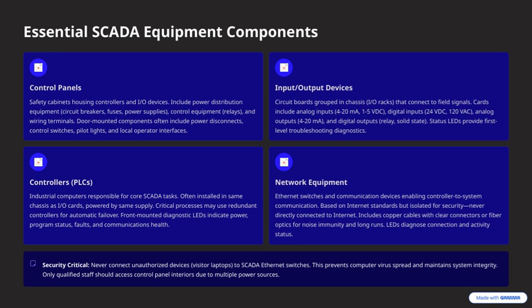Moving on, the Ethernet switches and communication devices are vital for enabling controller-to-system communication. While these devices are based on standard Internet protocols, they are isolated from the Internet to enhance security. This setup helps prevent external threats from reaching the core control systems.